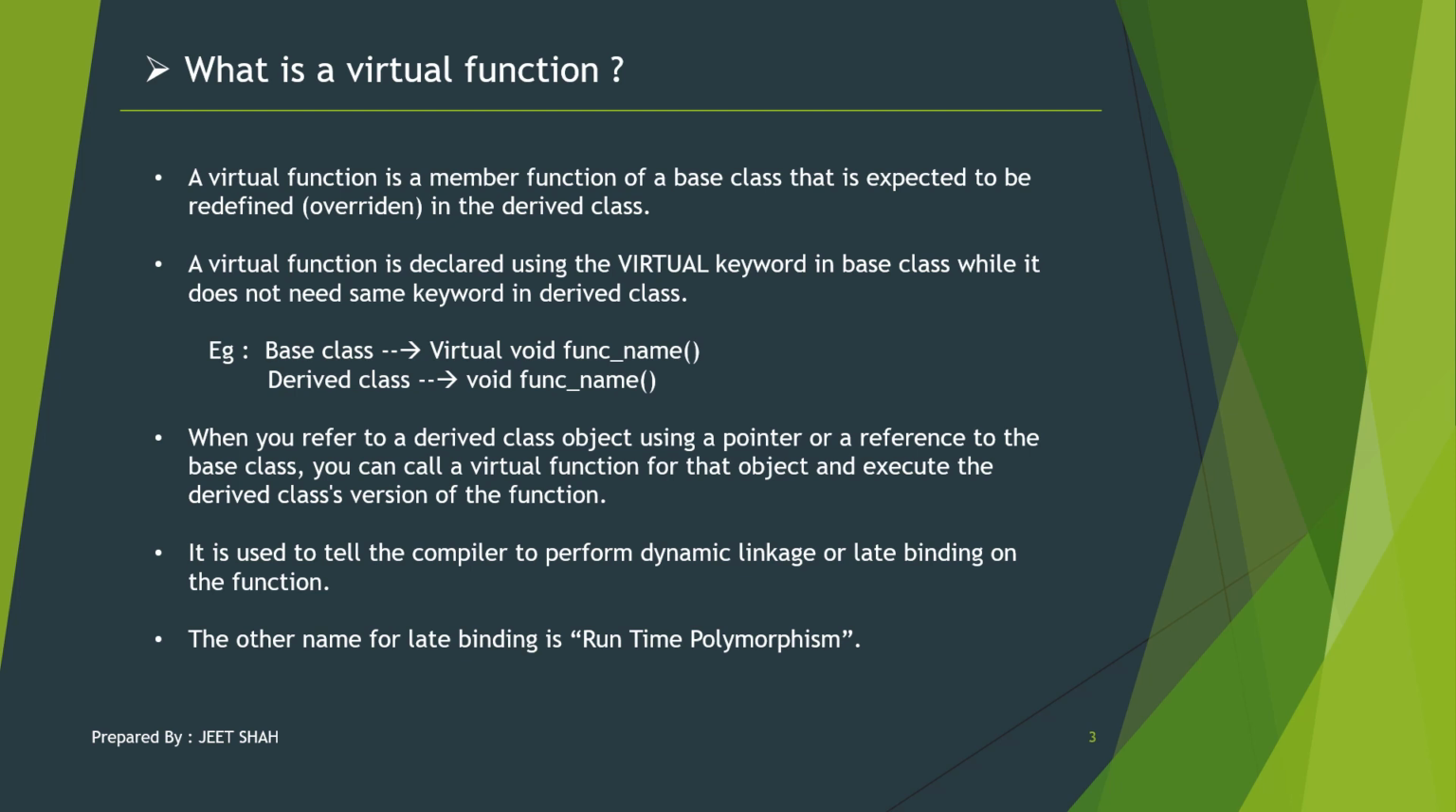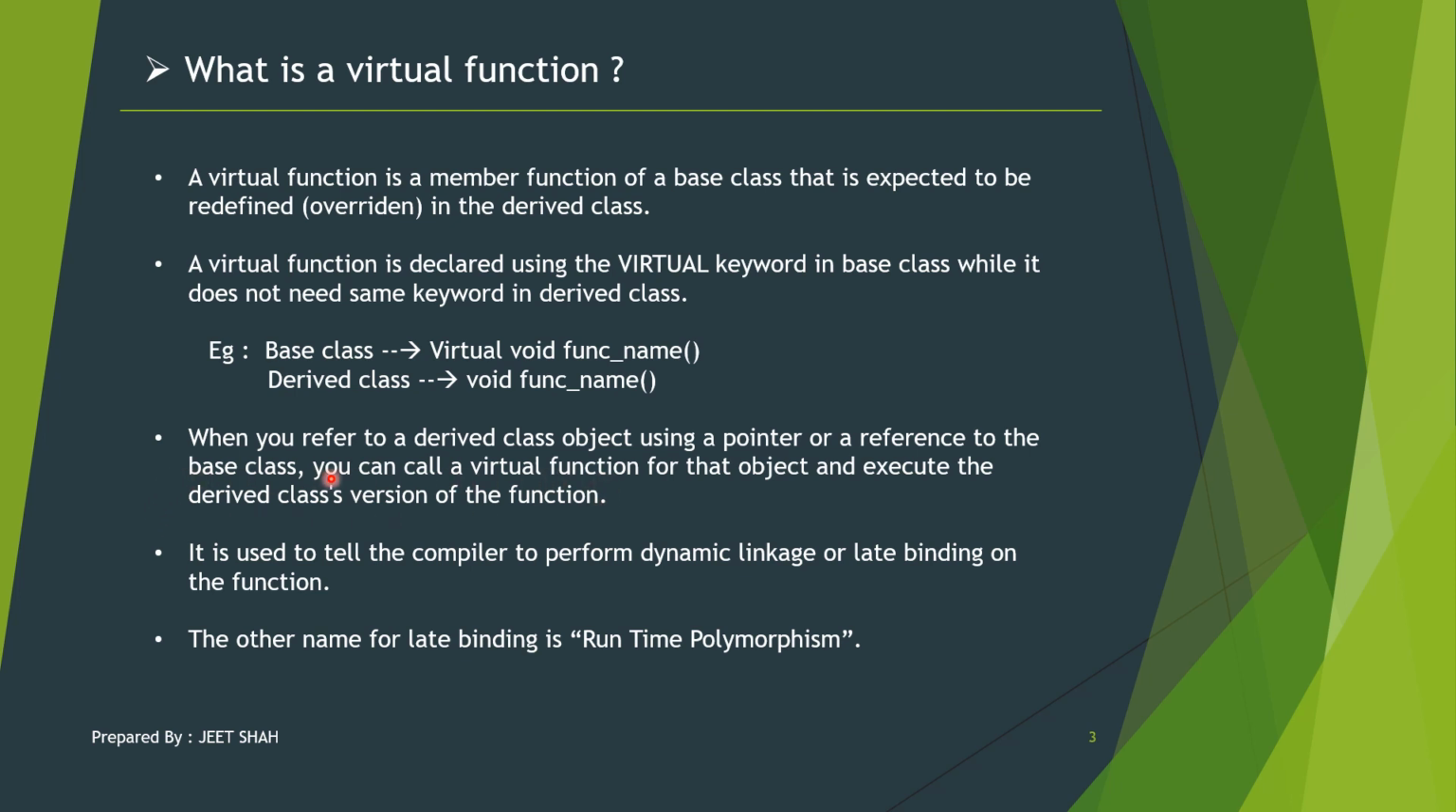Refer to a derived class object using a pointer or a reference to the base class. You can call a virtual function for that object and execute the derived class's version of the function. It means that when we approach the object of derived class with the help of a pointer or a reference of base class, then in output we can get the function of derived class.